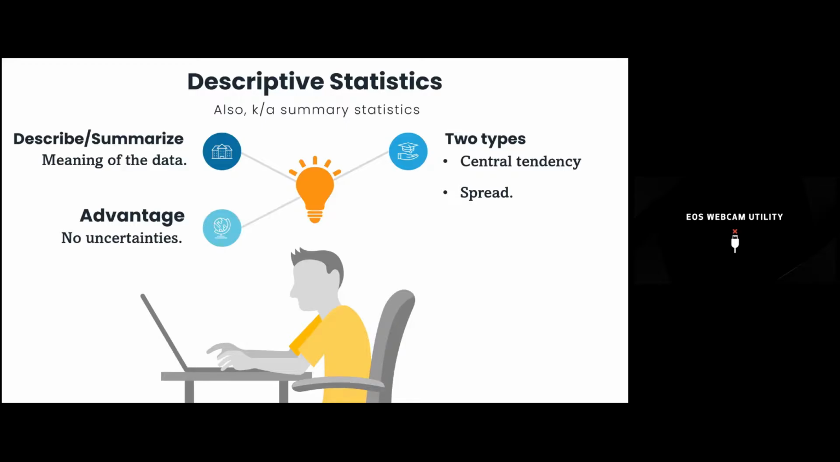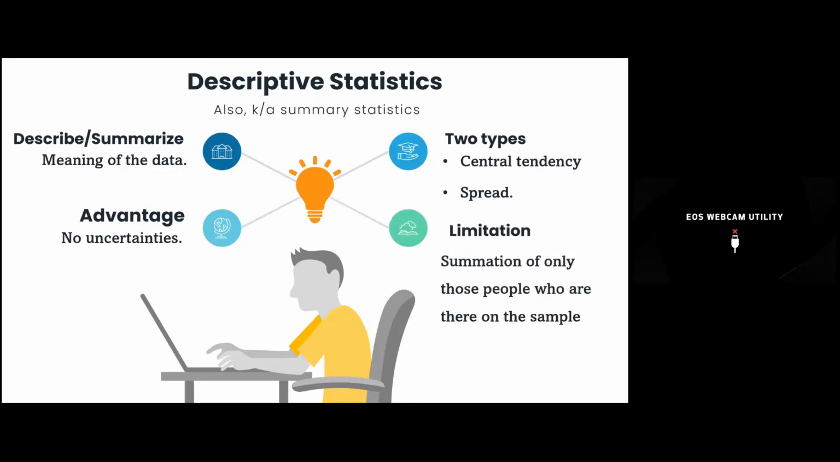The advantage with descriptive statistics is that it has no uncertainty, because with descriptive statistics you are not projecting the population parameter. That's why descriptive statistics has no uncertainty. Now, the limitation of descriptive statistics is that you are describing only those people which you have used for your sample.